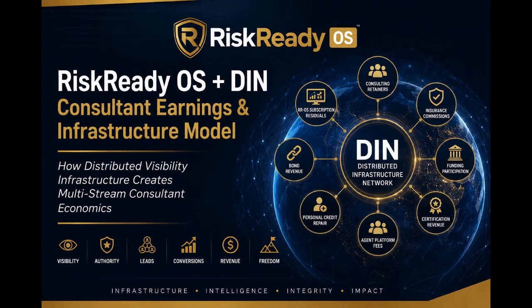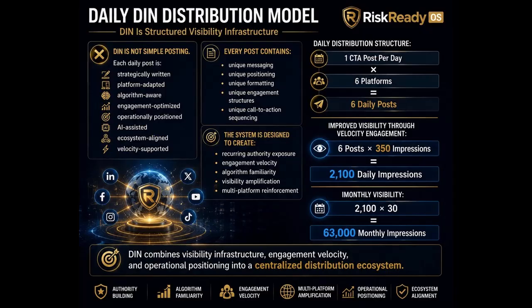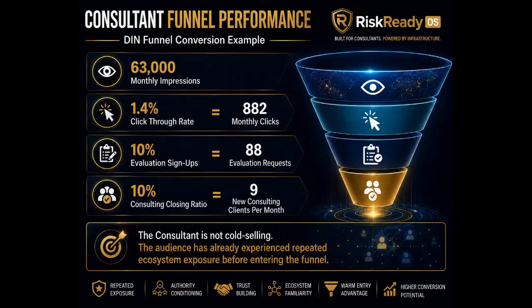At the center of this model is DIN, the Distributed Impression Network. DIN is designed to turn repeated market visibility into consultant opportunities, free trial traffic, subscriber growth, lead recovery, and recurring revenue. The purpose of this presentation is to show how distributed visibility can create multi-stream consultant income when supported by the right platform infrastructure.